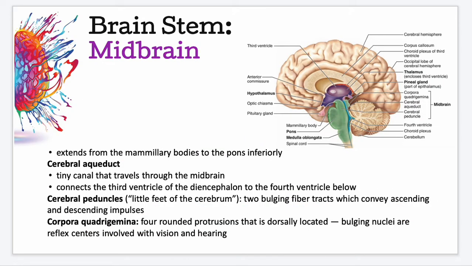So your midbrain extends from the mammillary bodies to the pons inferiorly. You have your cerebral aqueduct. These are tiny canals that travel through the midbrain, and it connects the third ventricle of the encephalon to the fourth ventricle below. You have your cerebral peduncles, little feet of the cerebrum. These are two bulging fiber tracts which convey ascending and descending impulses. Your corpora quadrigemina, these are four rounded protrusions, dorsally located bulging nuclei.